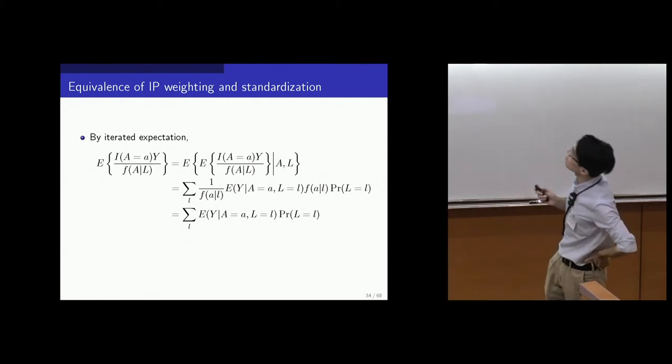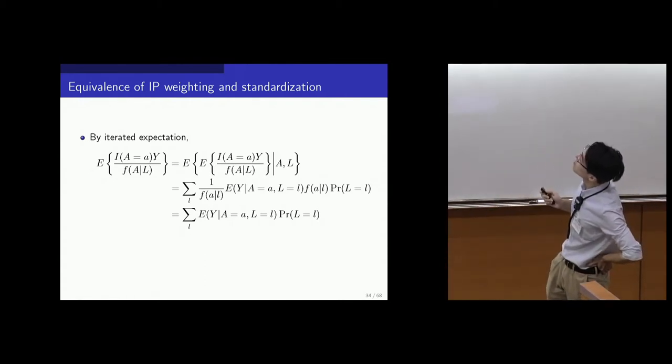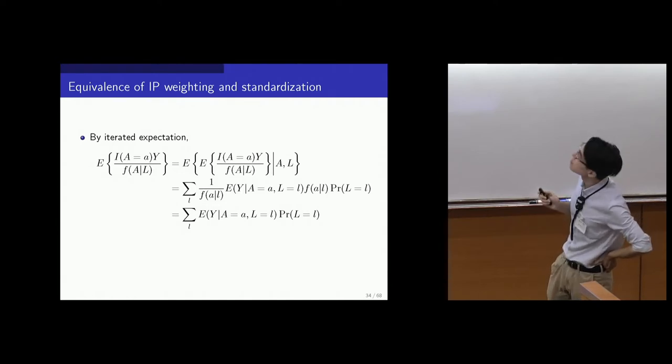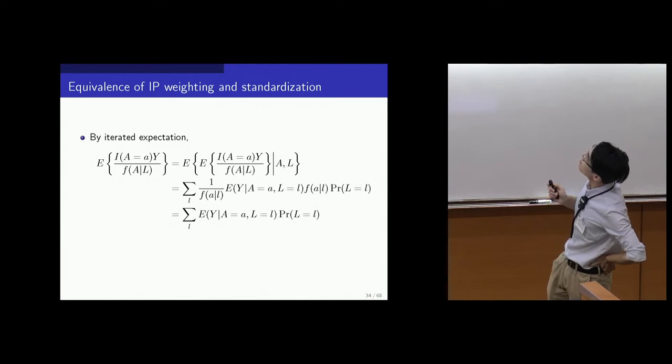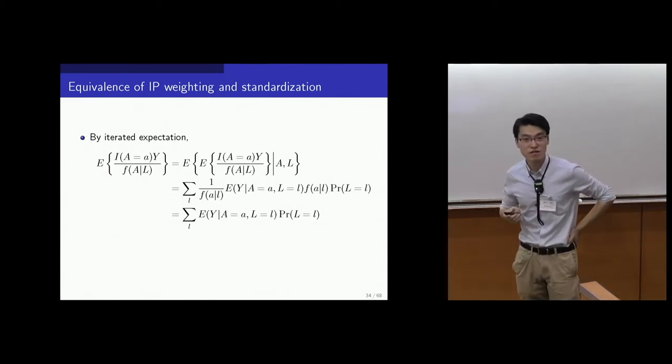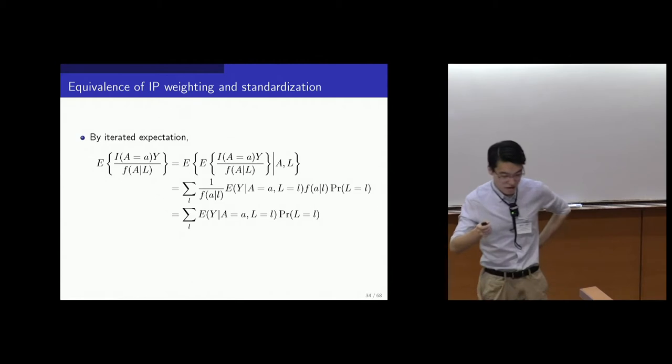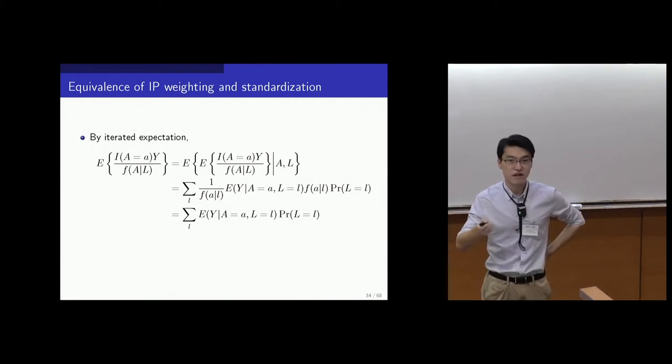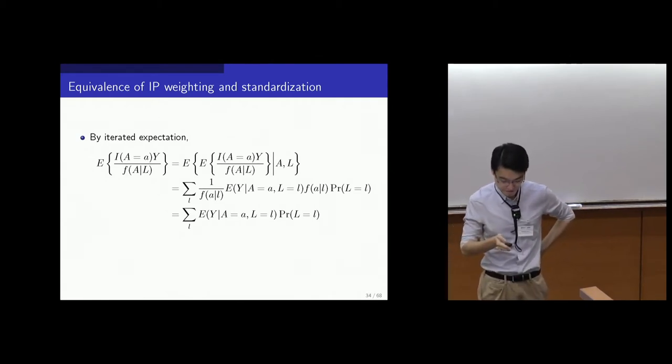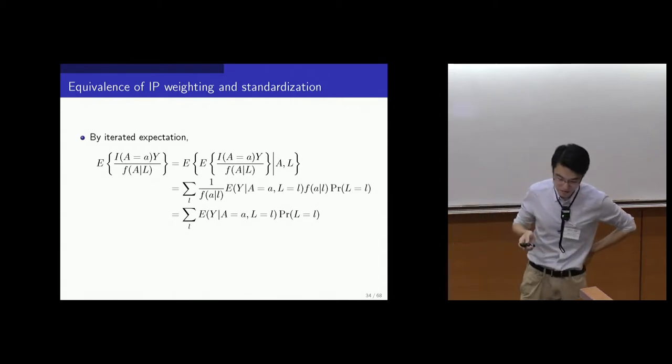So as you can see, if you take this IP weighted outcome and just take the iterated expectation, this propensity score will just be canceled, and then we are left with the G formula. So inverse probability weighting and standardization are equivalent to each other under certain assumptions.